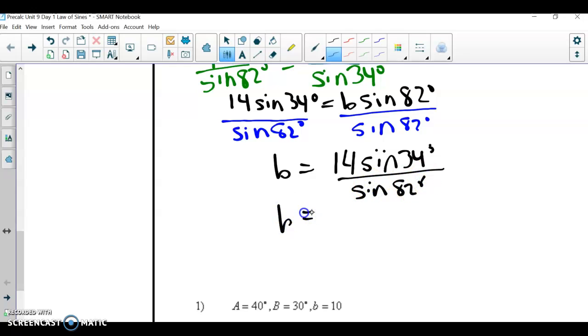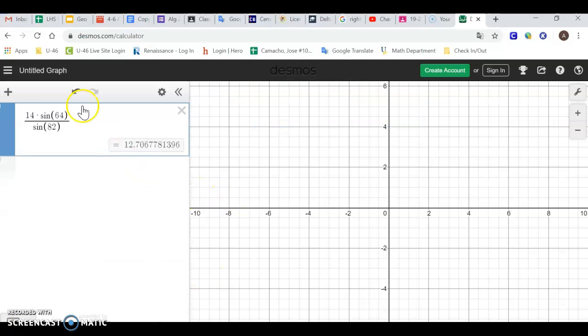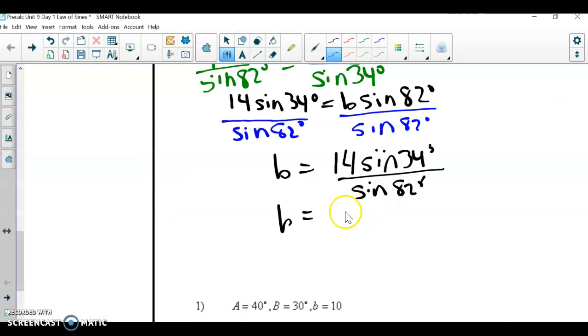And so what is B equal to? Go back to decimals. 14 sine, I could use the previous one, sine of 34 divided by sine of 82. Yep. And automatically I get 7 and 9 tenths. Okay, because if I'm rounding to the nearest tenth, that would be 7 and 9 tenths. So we have solved for all three of them. And that's exactly what you're going to do with your homework.